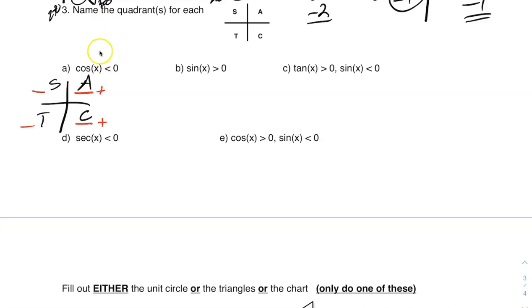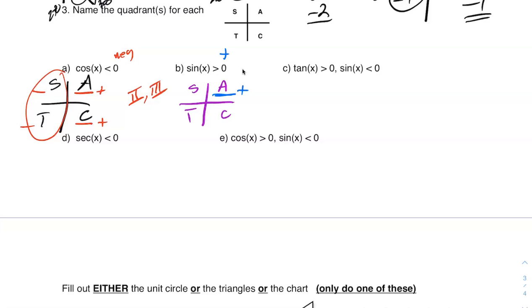So in what quadrants is cosine negative? That's what this says, less than 0 is negative. It's quadrant 2 and quadrant 3. Remember, this is quadrant 1, 2, 3, 4. So in quadrants 2 and 3, cosine's negative. Let's do the same thing for sine. All students take calculus. I want to know where sine is positive, greater than 0. Well, everything's positive at A. That's what A stands for, all. And then sine is positive at S. So those two: quadrant 1 and quadrant 2.